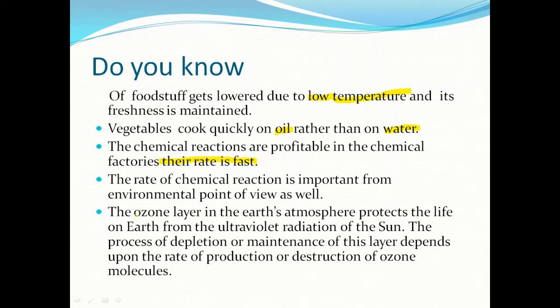Last, the ozone layer in Earth's atmosphere protects life on Earth from the ultraviolet radiation of the sun. The process of depletion or maintenance of this layer depends upon the rate of production or destruction of ozone molecules.